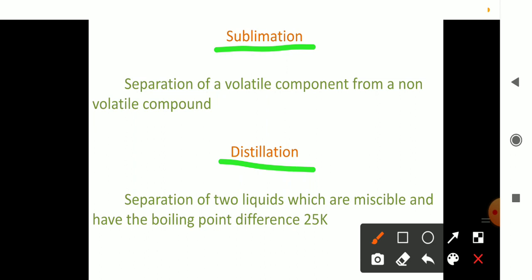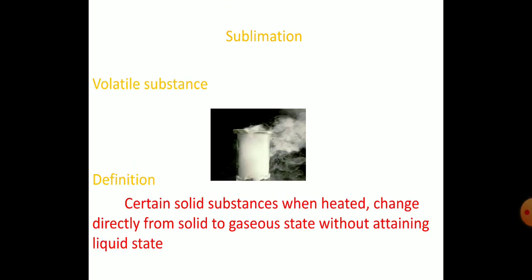Then distillation is a process that can be applied for two miscible liquids in which the boiling point difference must be greater than 25 Kelvin. Okay. Now let us see the sublimation process. Before discussing sublimation, I have shown you about volatile substances that I told you in the previous slide itself. What are called volatile substances?